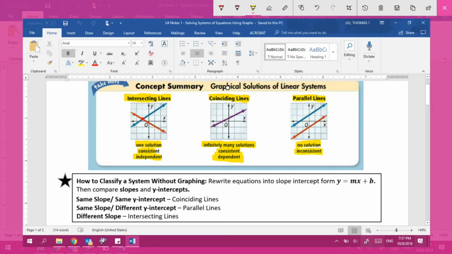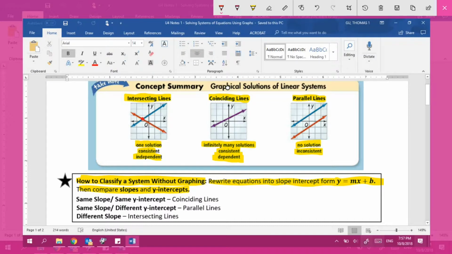All right. Now with these pictures, we can classify our graph, but look, we can actually classify a system without even graphing. All we have to do is rewrite the equations into slope-intercept form, y equals mx plus b, and then we just compare the slopes and y-intercepts. Now this star box, this is gold right here, guys.